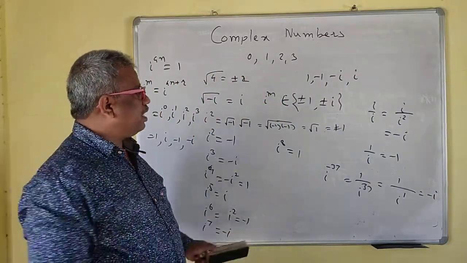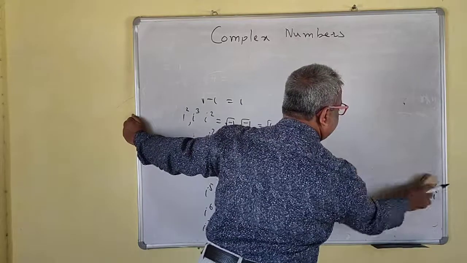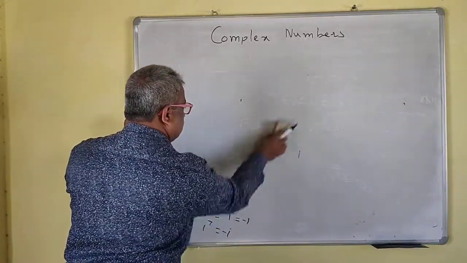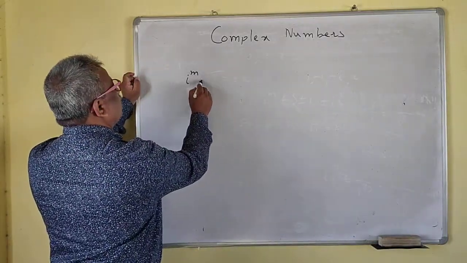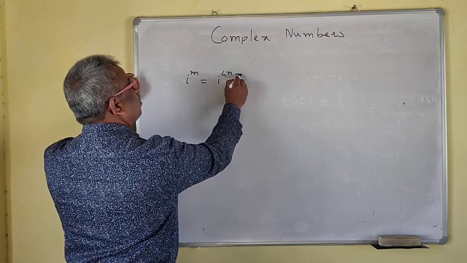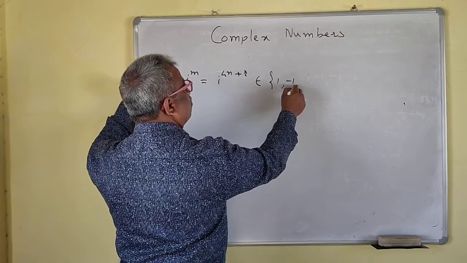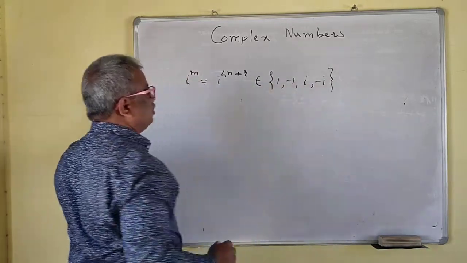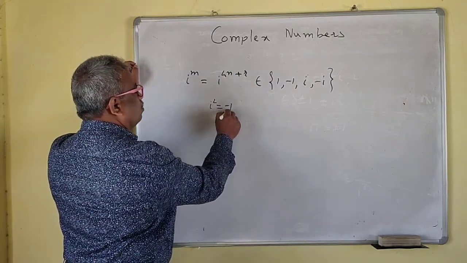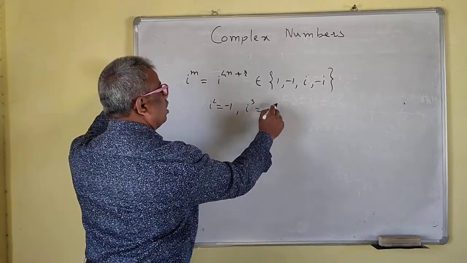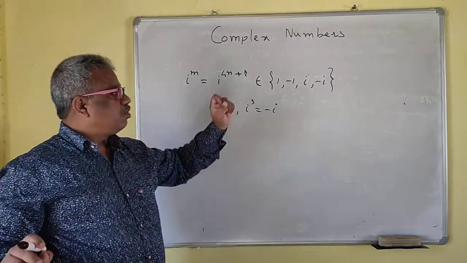So if m is an integer, i to the power m is equal to i to the power 4n plus r, which belongs to 1, i, minus 1, minus i. So it is the remainder; remember this. For this you have to remember that i square is minus 1 and i cube is minus i. And for the others you don't have a problem.